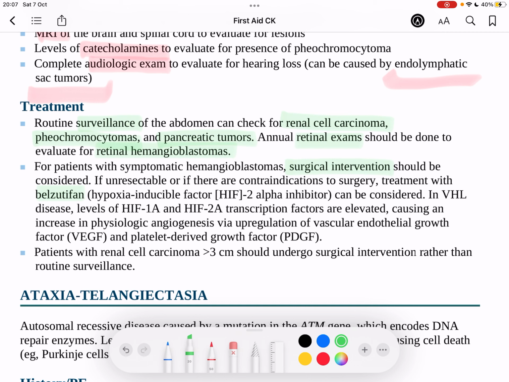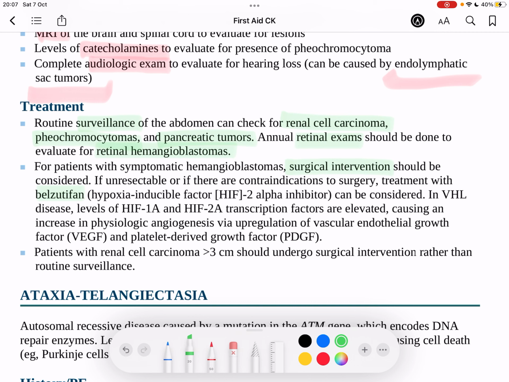It's actually an activation of hypoxia-inducible factors, HIFs. When HIFs are active, they trigger a cascade that leads to neovascularization and angiogenesis. And that's why we get hemangioblastomas, okay? HIFs also are related to renal cell carcinoma growth as well.